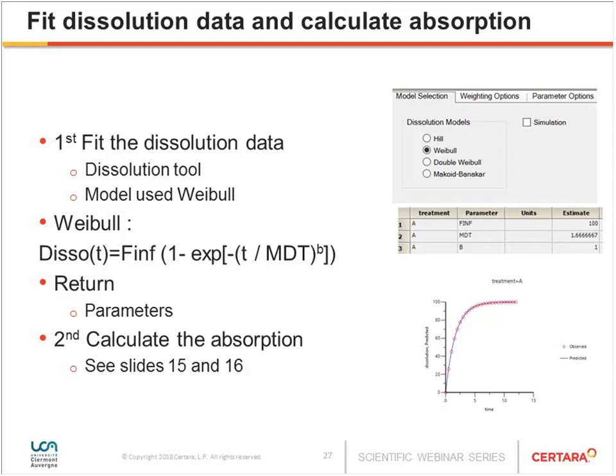So based on that, I now have the equation of my dissolution curve for A, for B, and for C. I also have my absorption, which I had calculated before using the so-called flip-flop, in slides 15 and 16.